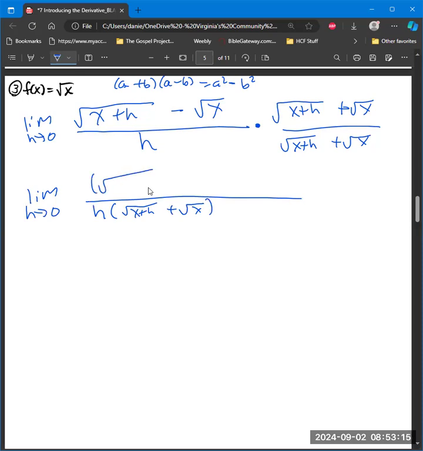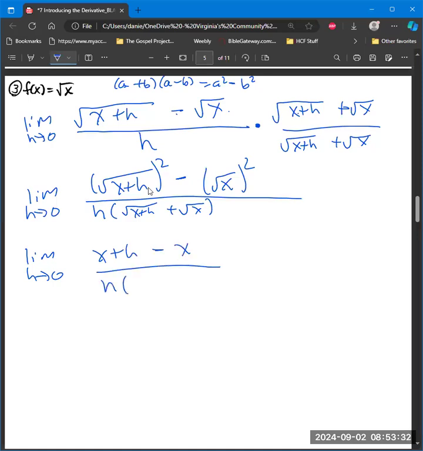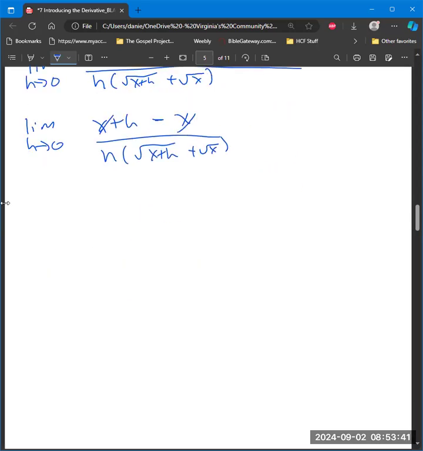And so this is going to be the square root of x plus h squared minus the square root of x squared, because it's a minus b times a plus b. So that's the limit as h goes to 0 of x plus h minus x over h times root x plus h plus root x. X minus x is 0. And we get the limit as h goes to 0 of h over h times root x plus h plus root x. This is why I said to leave it factored, so that those h's will cancel there.